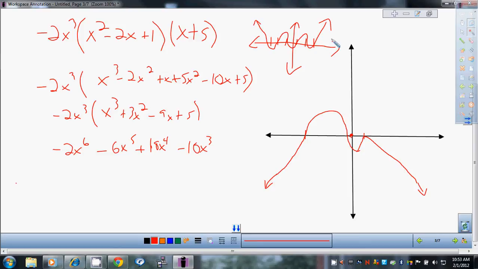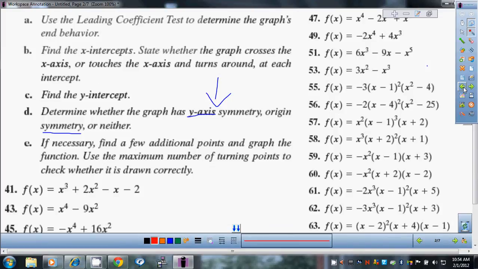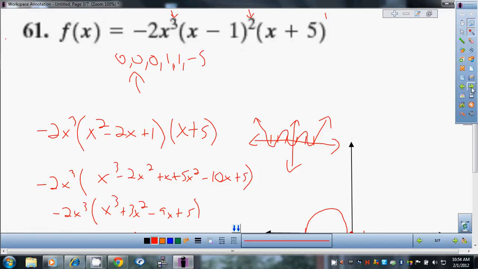One thing, I believe the wording on part E in your book says, if necessary, find a few additional points and graph the function. Use the maximum number of turning points to check whether it's drawn correctly. That's referring to the degree being the maximum number of times it can cross the axis. Now, if we actually count the turning points, which basically means the max and the min, that's 1, 2, 3, 4, 5. The number of possible roots minus 1 is the maximum number of turning points. If that makes any sense.